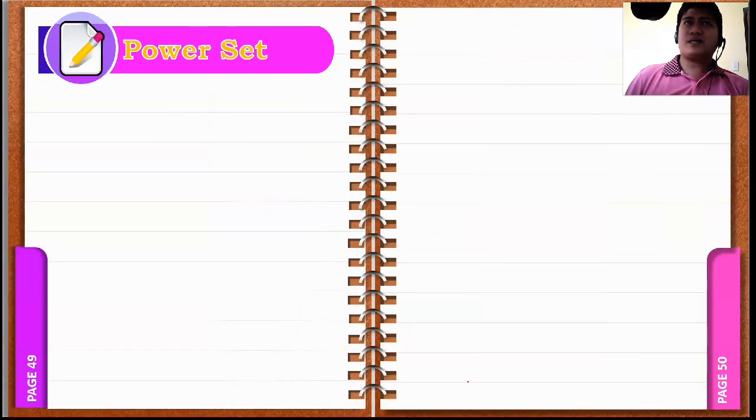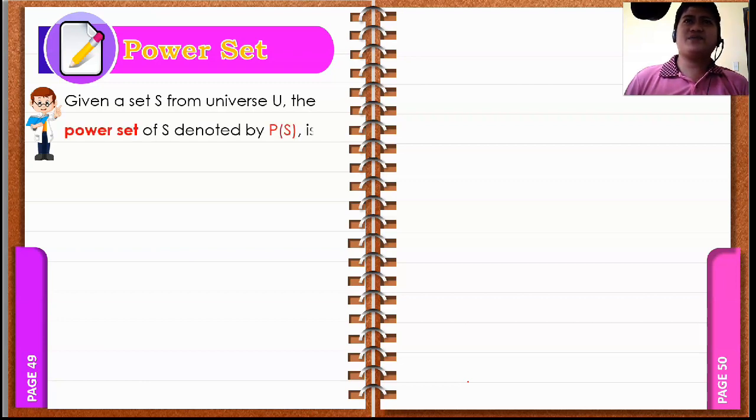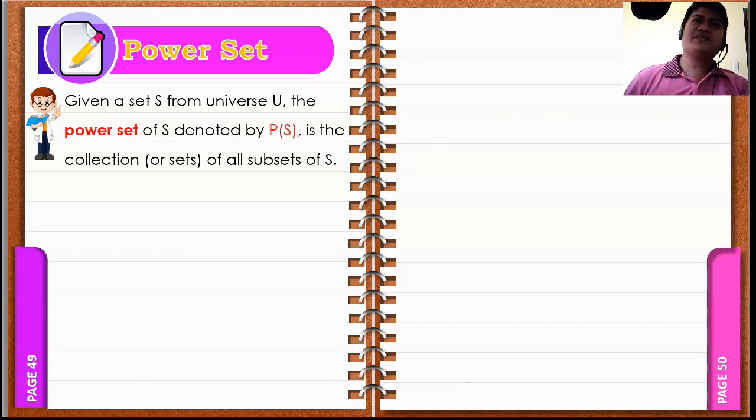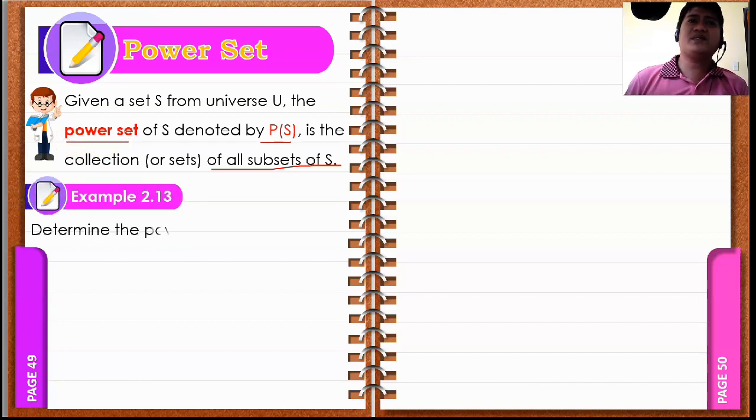So the last kind of set we have is the power set. Given a set S from universe U, the power set of S, denoted by this symbol, is the collection or set of all the subsets of S. So given the set, we need to get all the subsets of that given set. If we collect those, then that is our power set. So let's have an example.